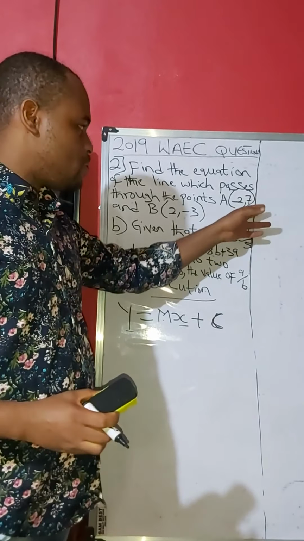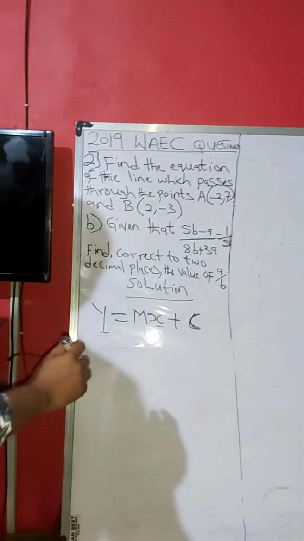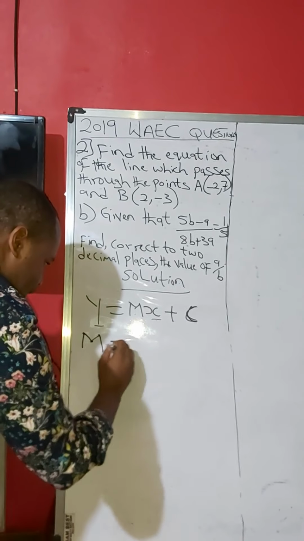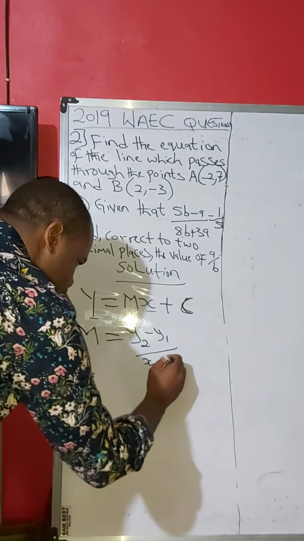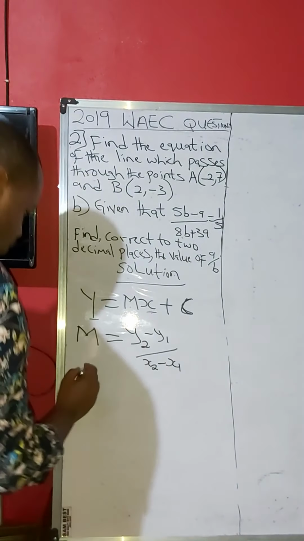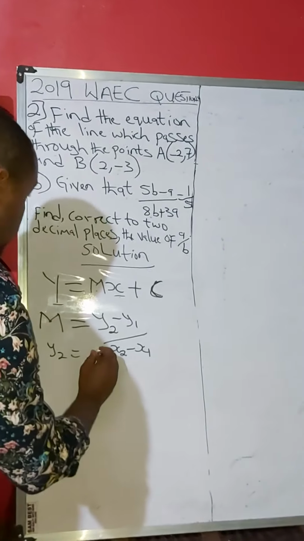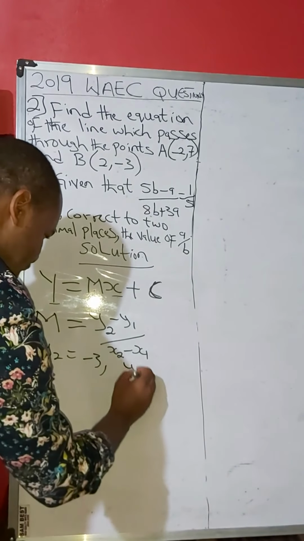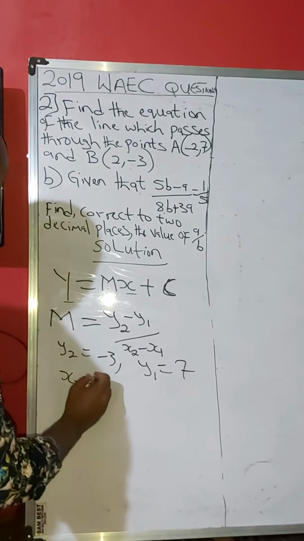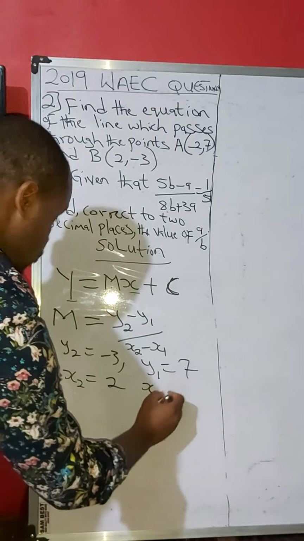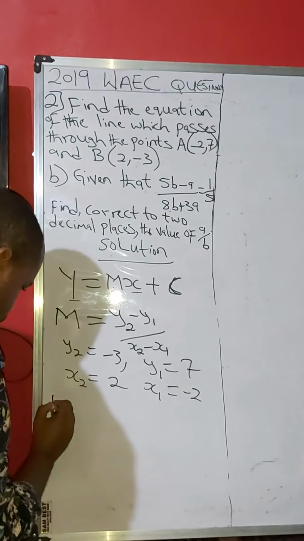When you see two points here, you are having x1, y1, x2, y2. And our value of m, which is our gradient, is given as (y2 - y1) over (x2 - x1). So from this, what's our y2? If I pick this as my y2, it is -3, and my y1 is equal to 7, and my x2 is equal to 2, and my x1 is equal to -2. Now I'll substitute these values into this equation to get my m.